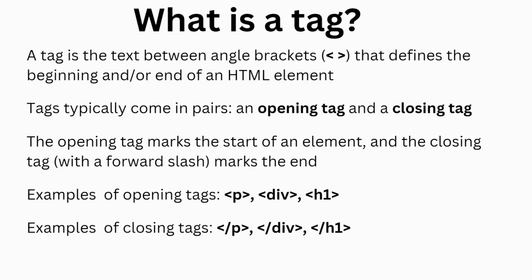So, for example, we have the opening tags as shown on the screen. We have the angle brackets, and between them is the text P. Another angle bracket, between is the text div. Another angle bracket, between we have the text H1. And then we have the closing tags, an angle bracket, a forward slash, then the text P, an angle bracket, a forward slash, then the text div, an angle bracket, a forward slash, then the text H1. So these are tags.